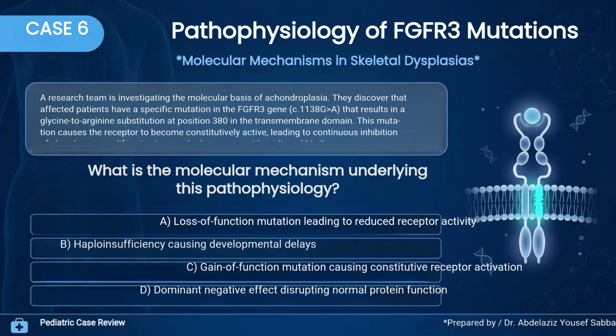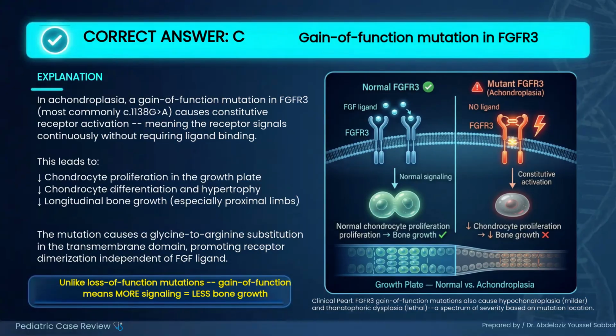Option A, loss of function mutation leading to reduced receptor activity. Option B, haploinsufficiency causing developmental delays. Option C, gain of function mutation causing constitutive receptor activation. Option D, dominant negative effect disrupting normal protein function. The correct answer is option C, gain of function mutation causing constitutive receptor activation. In achondroplasia, the gain of function mutation in fibroblast growth factor receptor 3, most commonly c.1138G>A, causes the receptor to signal continuously without requiring fibroblast growth factor ligand binding.